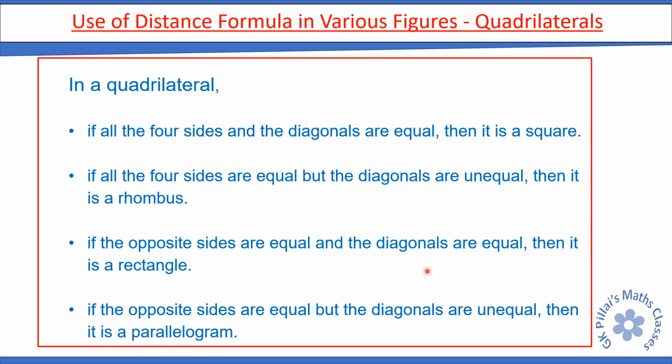Similarly, if only the opposite sides are equal and the diagonals are equal, then it is a rectangle. If the opposite sides are equal but the diagonals are not equal, then it is a parallelogram. I haven't worked out any sum because you have got sums in your textbook and you have to find the distances. Maybe 6 times you have to do it for proving a particular question.